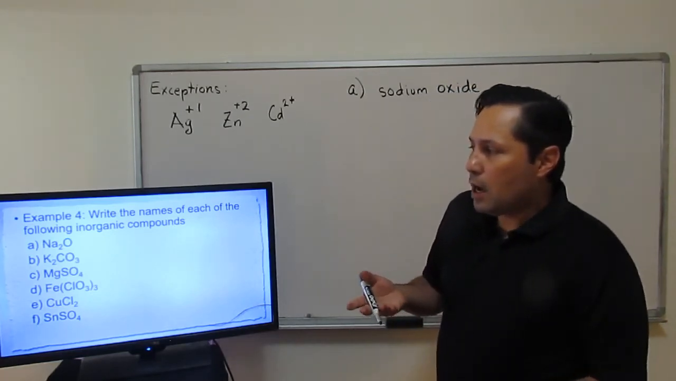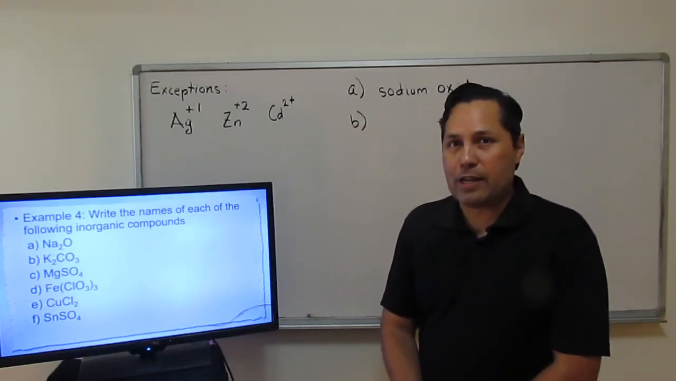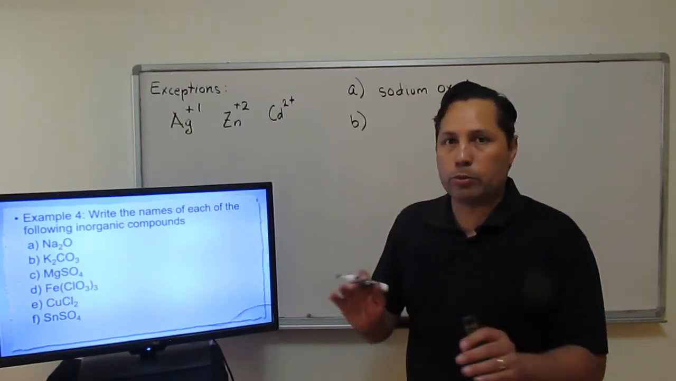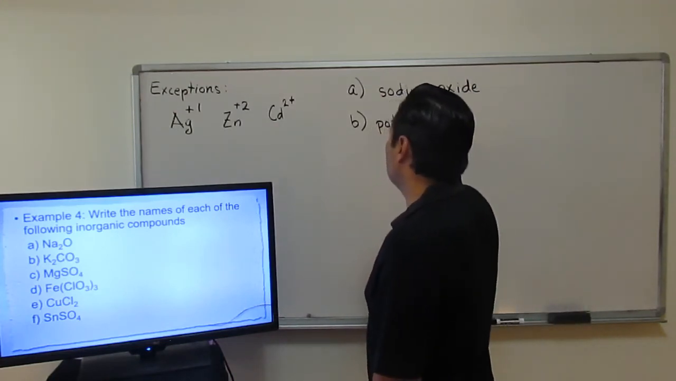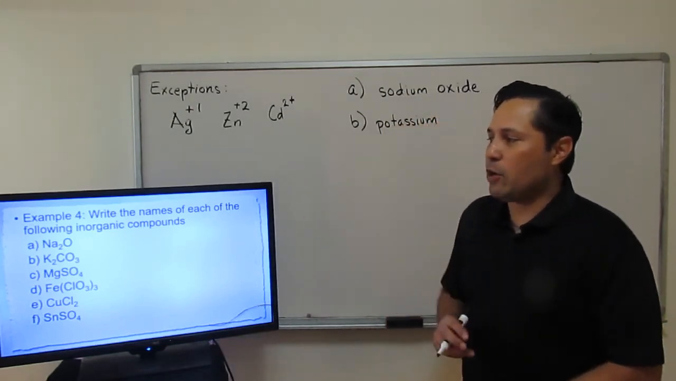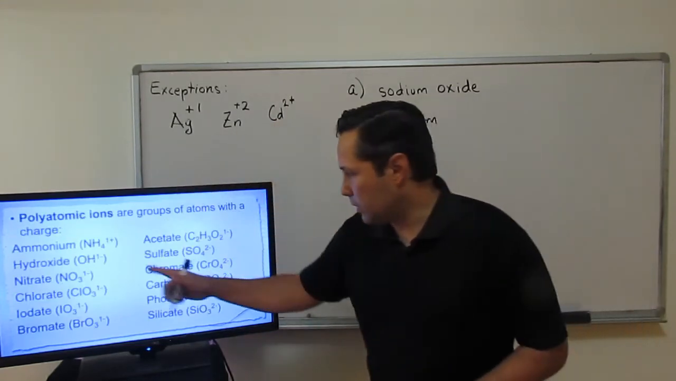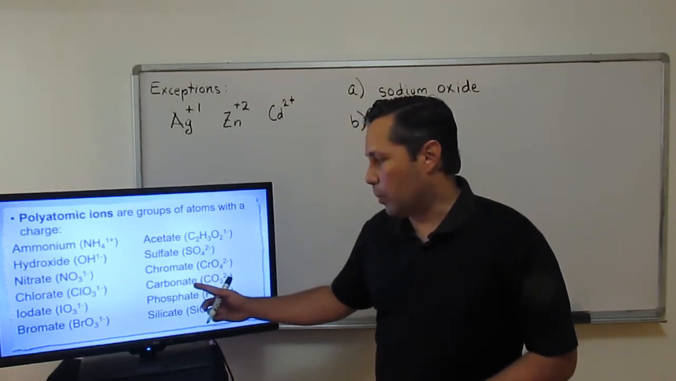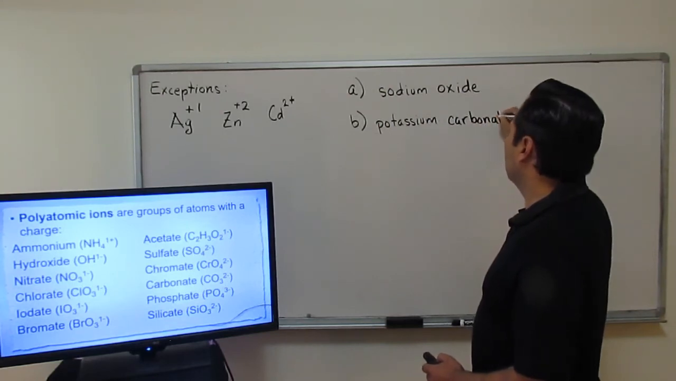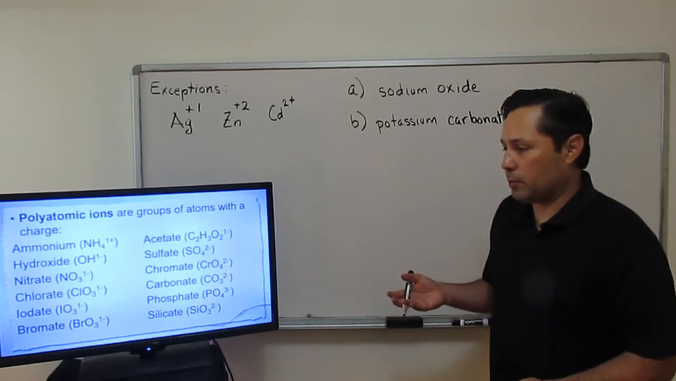That's it. The next one, letter B. K is potassium. It also comes from the first column of the periodic table. No Roman numerals required, so you just write down potassium. No Roman numerals. CO3 is a group. That CO3 is, let's see, there it is, carbonate. And that's it, because there's no Roman numerals, you don't have to do any additional work.